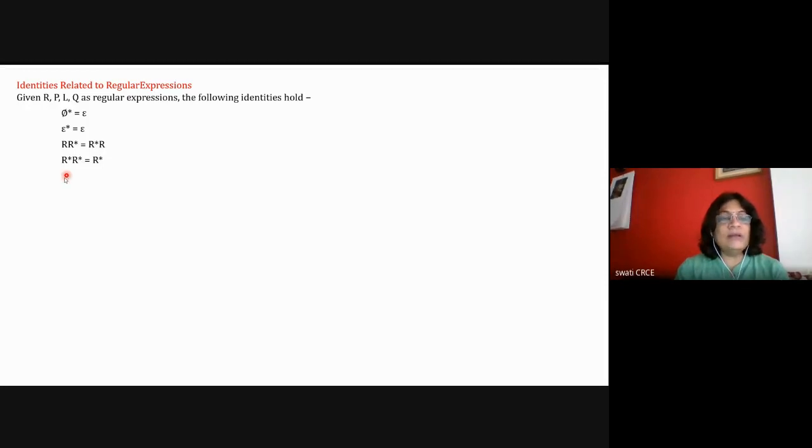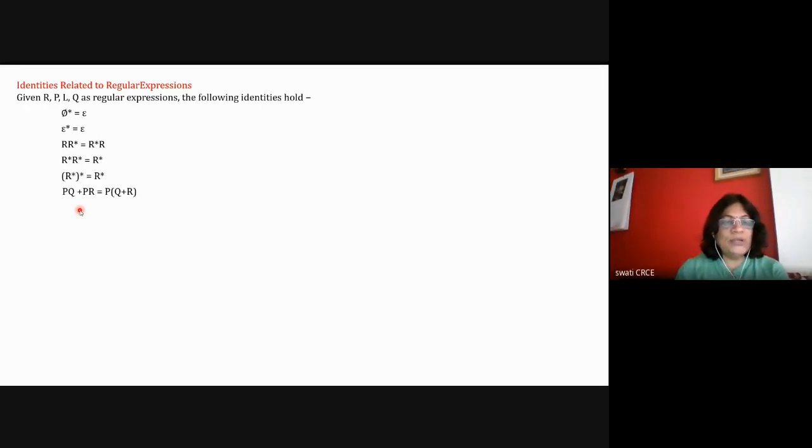Now suppose you have a regular expression R star star. Both are the same: R star repeated multiple times is equal to a single R star. So that is the fourth rule. Now the next rule: suppose you have R star inside a bracket with another star. R is the regular expression, its star, and the star of that is also just R star, because star means zero times or any number of times. So both are the same.